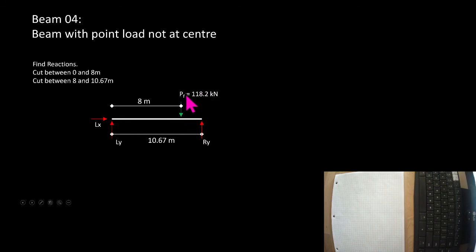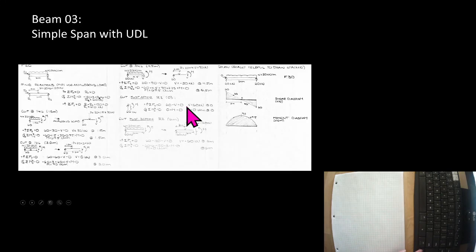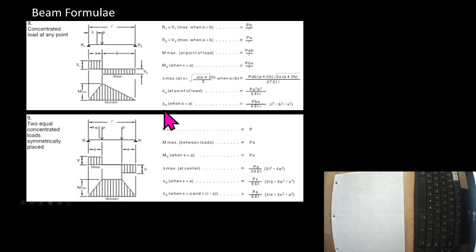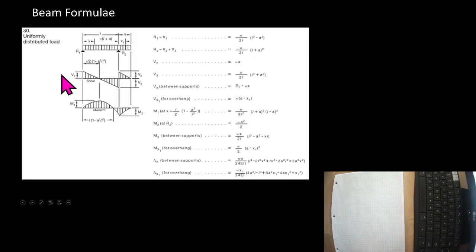So this one was a point load not at the center, and you guys had that example right here. So a concentrated point load at any point. So you can go through and do that manually as a check if you like more examples to work with. And then you can cross-check it with what this tells you. So it actually tells you where these would be as well.